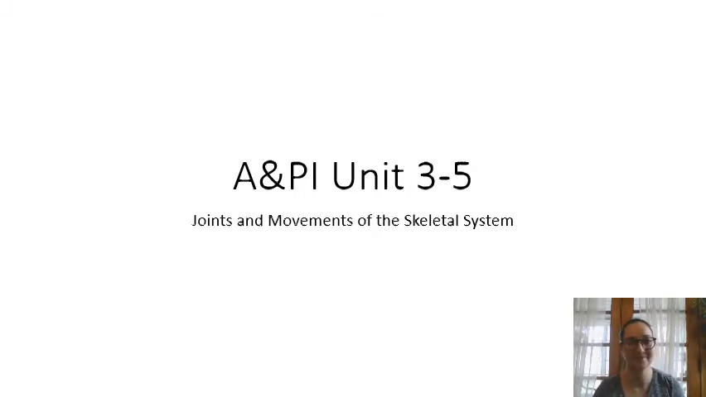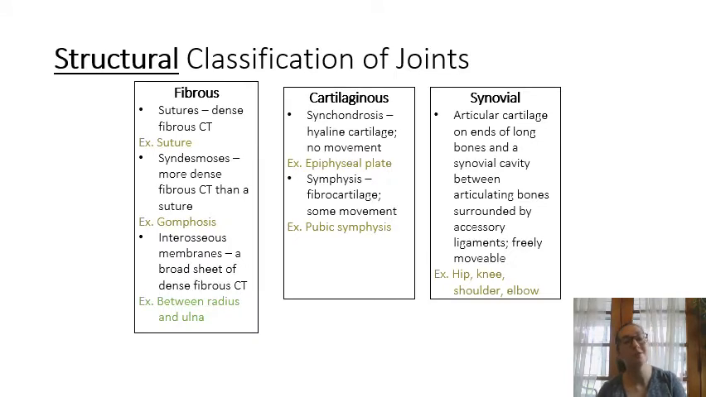joints in the body. All right, so first thing we need to understand is that we can classify joints structurally. So that means based upon their structure. So the three major structural classifications of joints are fibrous, cartilaginous, and synovial. And they kind of are descriptive of what they actually look like, right? So fibrous joints are ones that have a lot of fibrous connective tissue holding them together. Cartilaginous joints are held together with cartilage, and then synovial joints are those that have an entire synovial cavity that surrounds them.